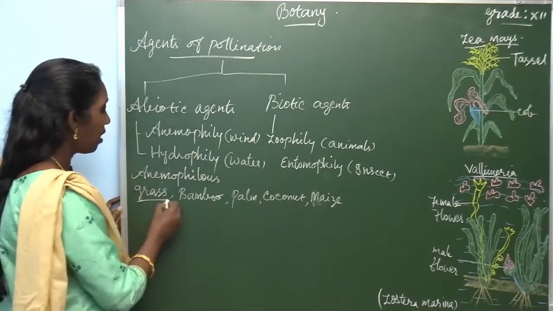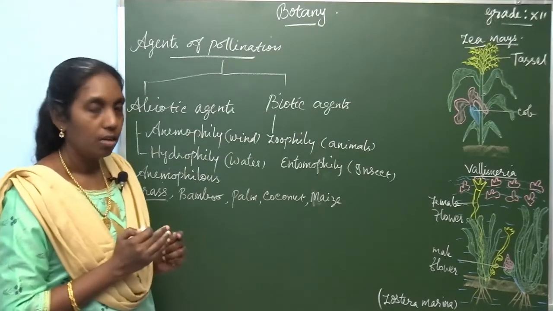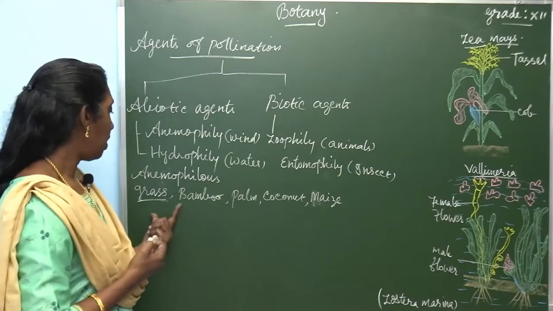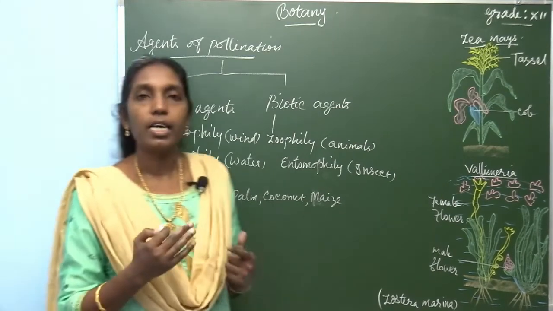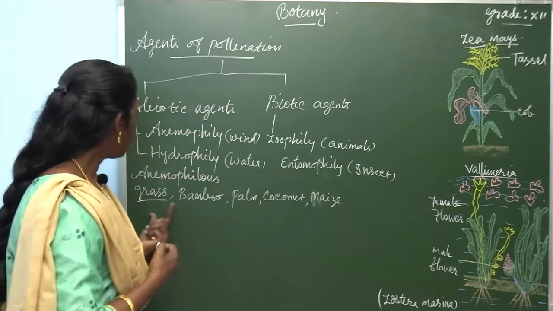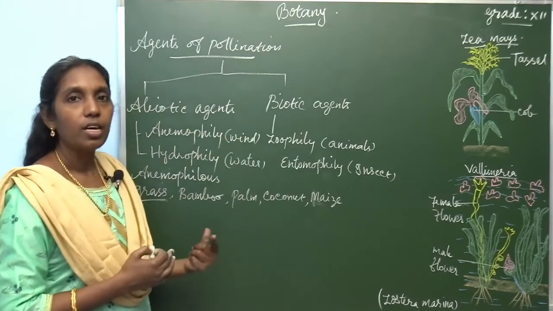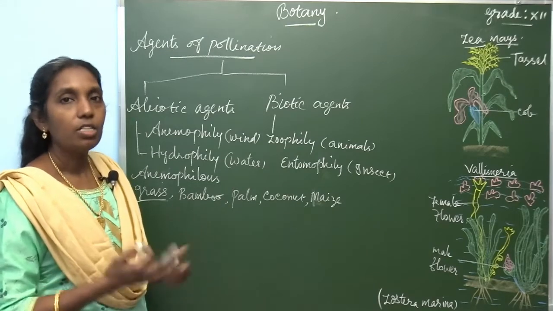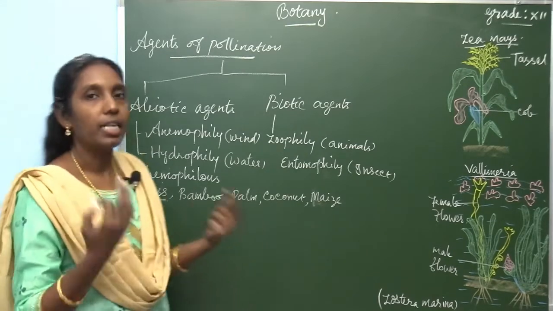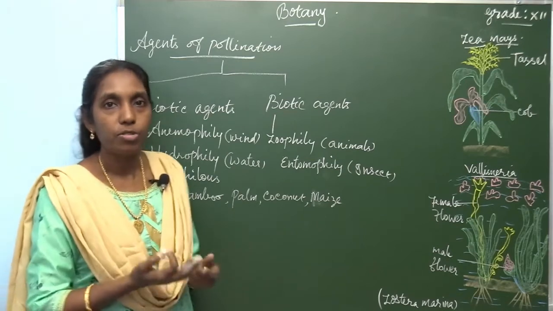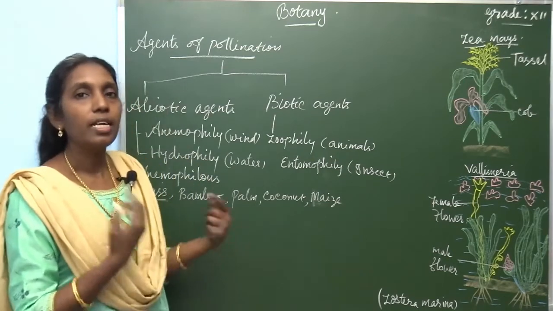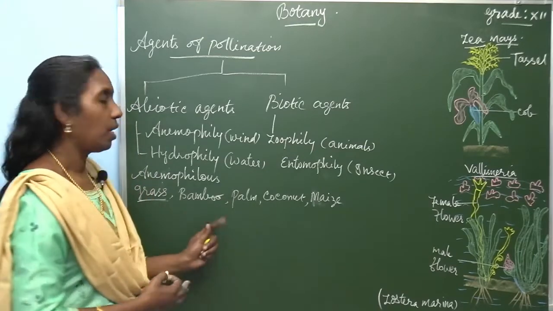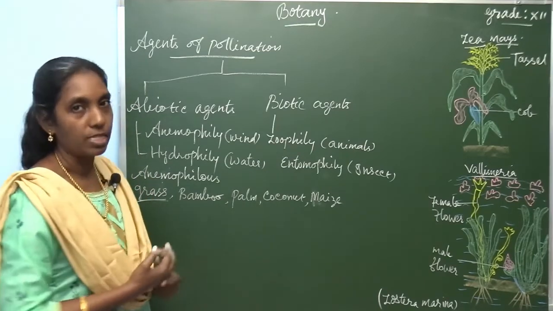Grasses are a well known example of wind pollinating flowers. You have all observed grass flowers. What characteristic features do these flowers show? These flowers are not well developed and are inconspicuous. They are not brightly colored and do not produce any scent or odor. So, it is an inconspicuous flower.